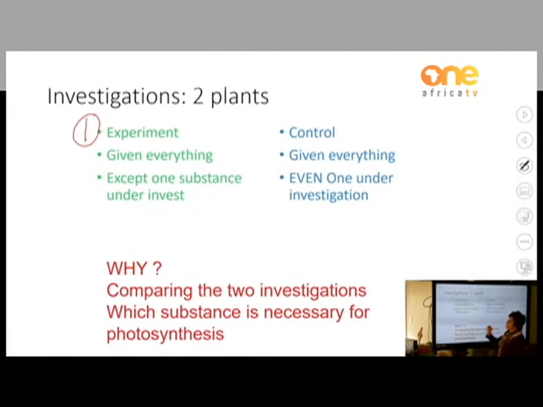If I am investigating light, then I will remove the light in this experiment. In the control, I will give everything, even the light. Why? I want to compare the 2 investigations, and I want to prove that if the light is removed, no photosynthesis takes place. You agree?